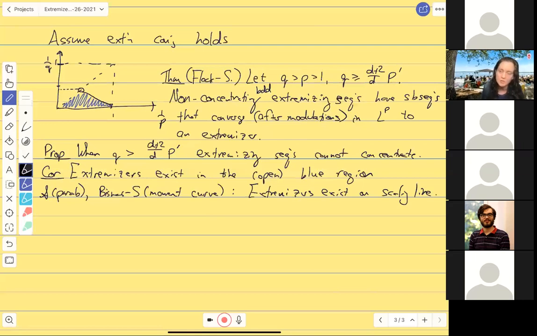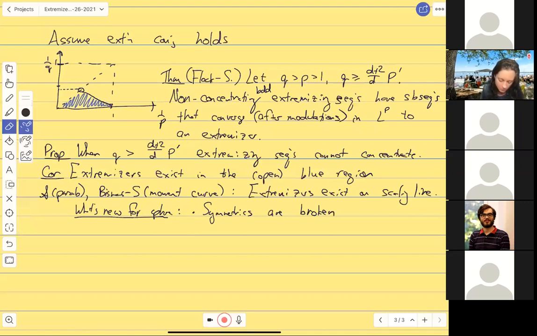So what's new in the talk today, and I'll try to highlight these differences, is the following. The first thing is that the symmetries are broken. In particular, the dilations that exist for both the sphere and the paraboloid are no longer with us. This complication was already addressed by Frank-Lieb-Sabin in the case of when p equals 2 for the sphere.